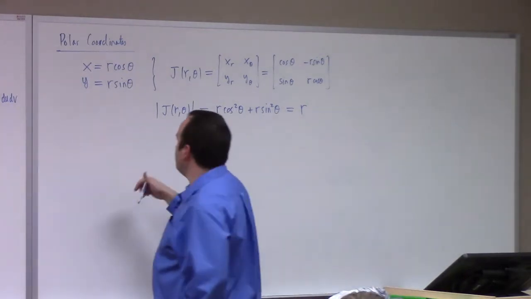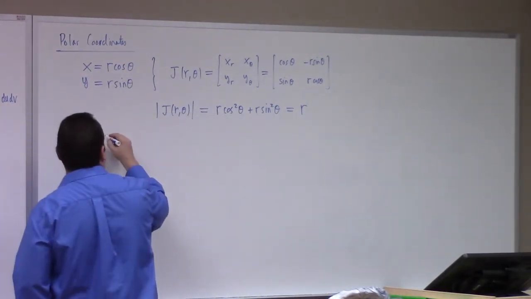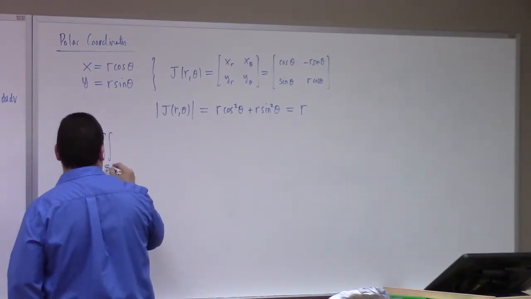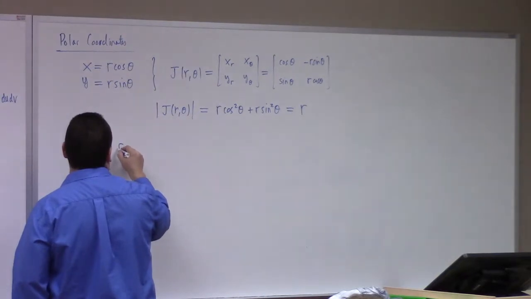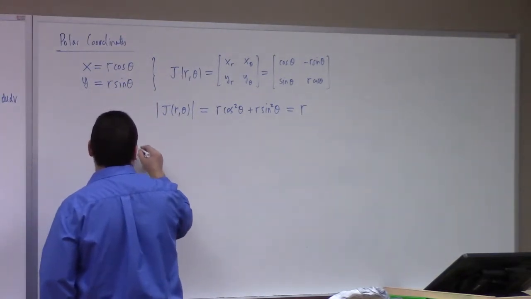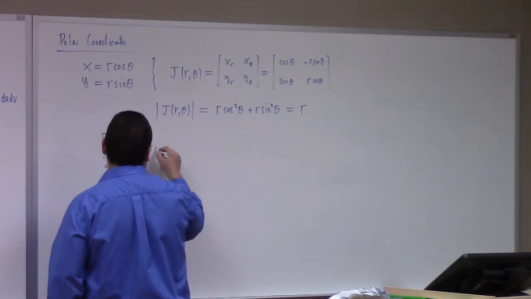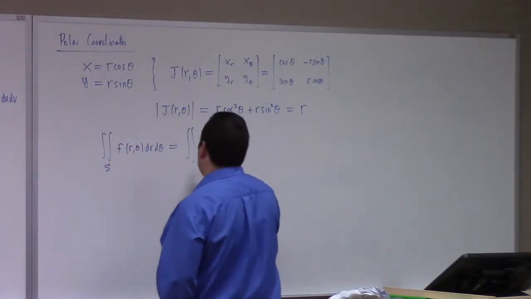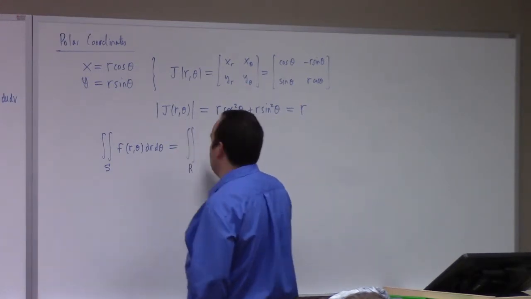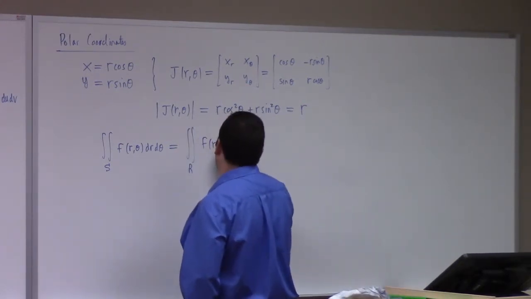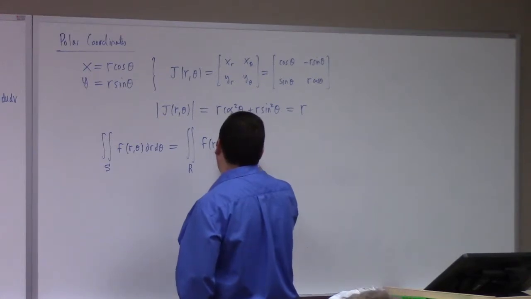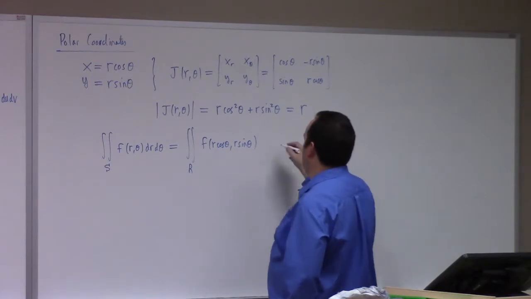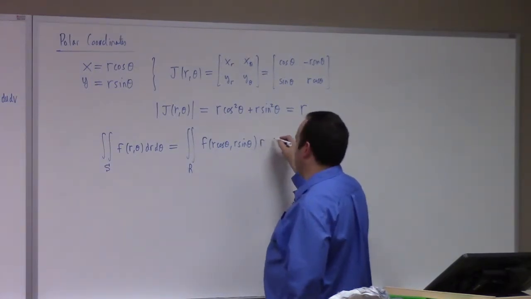So this theorem, the change of variables theorem, becomes the following for polar coordinates. If we want to talk about some polar domain S and have a function of r and theta times dr d theta, that will be equal to, how's it go? Integral over the corresponding region of f of r cosine theta, r sine theta. What's this? r.